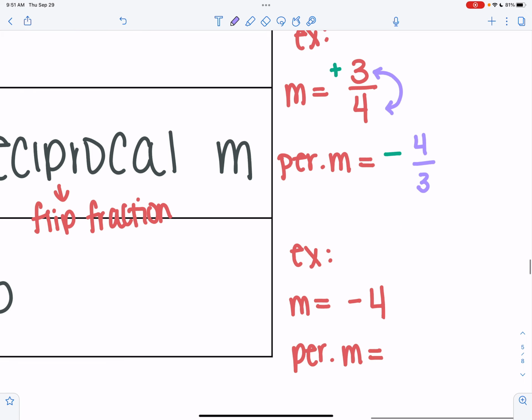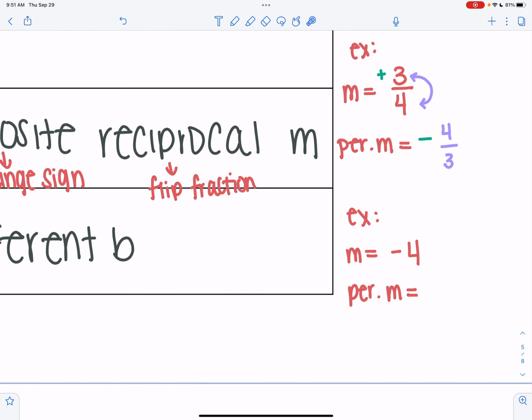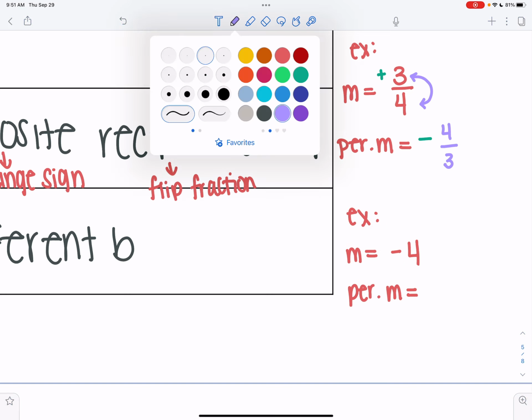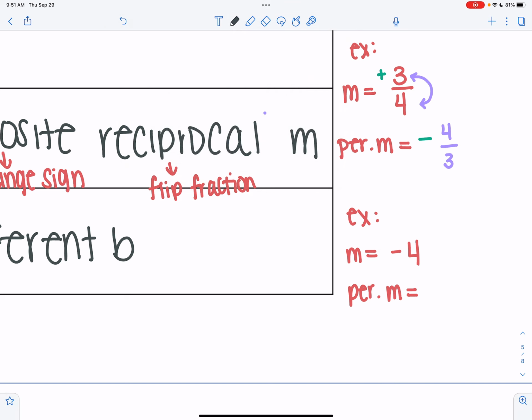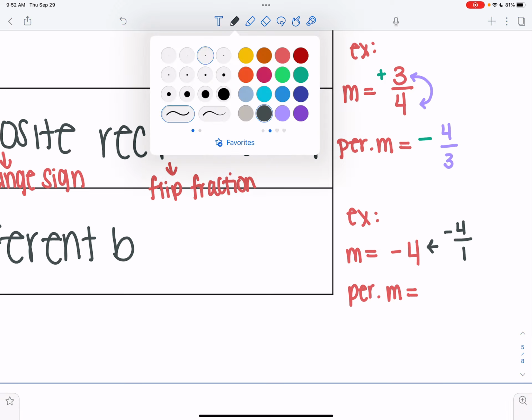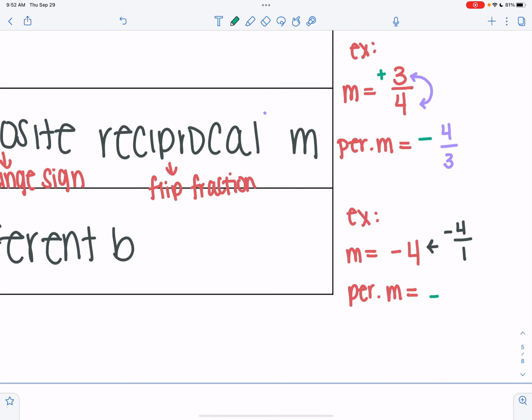All right, let's look at this one, -4. So I have a slope of -4. So the perpendicular slope, well, before I do any rewriting or flipping the fraction, I have to write this as a fraction. And so I'm going to write that as -4/1. Now, opposite sign, it was negative, so my sign is going to be positive. Now, I'm not going to write the positive, but I'm putting it here for now so we see it.